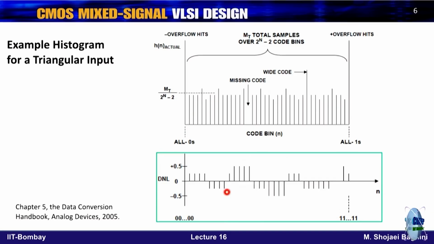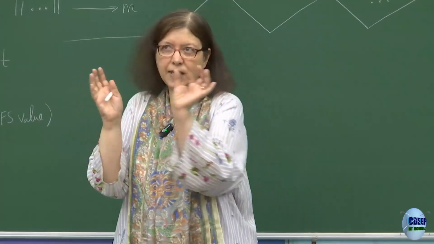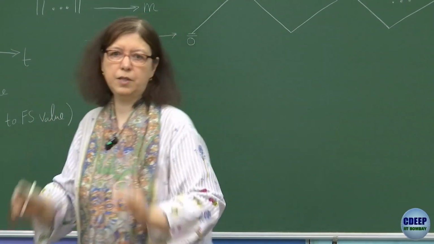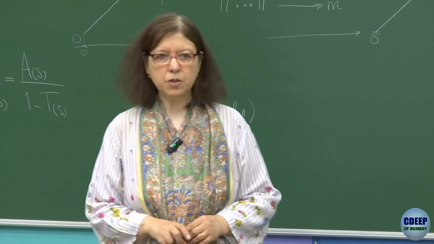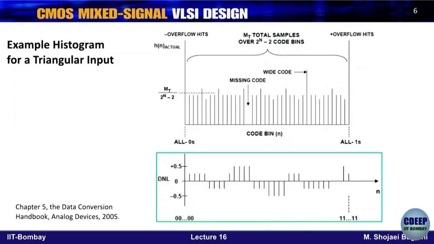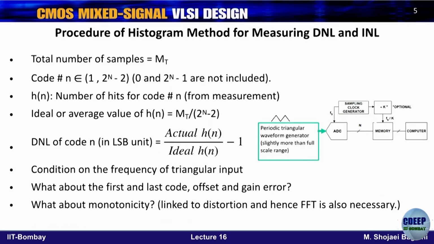But if it is not, depending on whether we have positive DNL or negative DNL, the number will increase or reduce. If you have positive DNL for some segments, you will have more hits. And if you have negative DNL, that means the code has shrunk below 1 LSB, so the number will reduce. This is something you can get from simulation, and this is what you get from measurement, but you can convert them based on the expression given here.